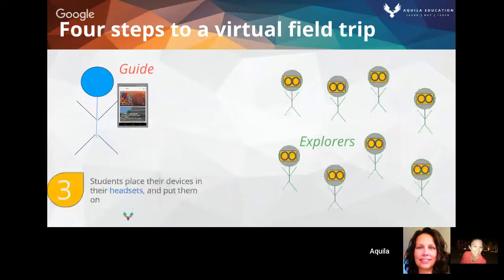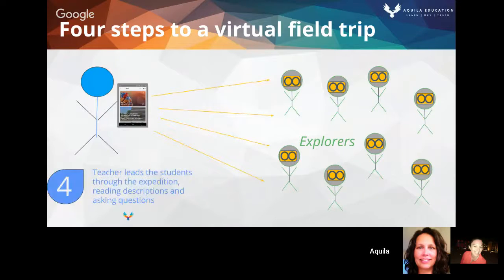Third, next the students will put their devices in their headset and put them on. From now on, the students will not have to do anything. The teacher is in control of what the students see. And then finally, the teacher will lead the students through the expedition by reading the descriptors and asking questions. As the teacher changes the scene on their device, the student devices will automatically be updated.